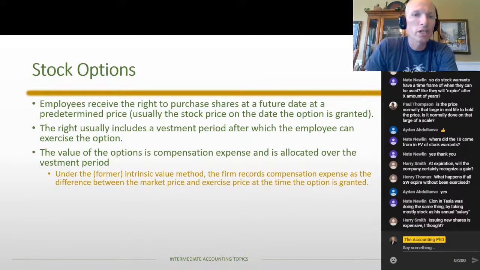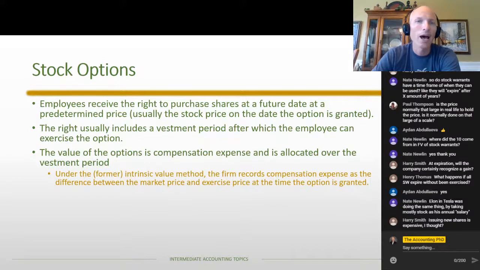Under the former intrinsic value method, the firm records compensation expense as the difference between the market price and the exercise price. Back when Disney had this arrangement with Michael Eisner, this is the approach that they used, the intrinsic value method. The only problem with this is that, as I say in the first bullet, usually the stock price and the exercise price are the same. So under the prior method, most of the time stock option based compensation expense was zero, because there was no difference between the strike price and the market price at the time the stock option was issued. Under the new method, which is the fair value method, there will be some sort of compensation expense, and this is a vast improvement over the intrinsic value method.